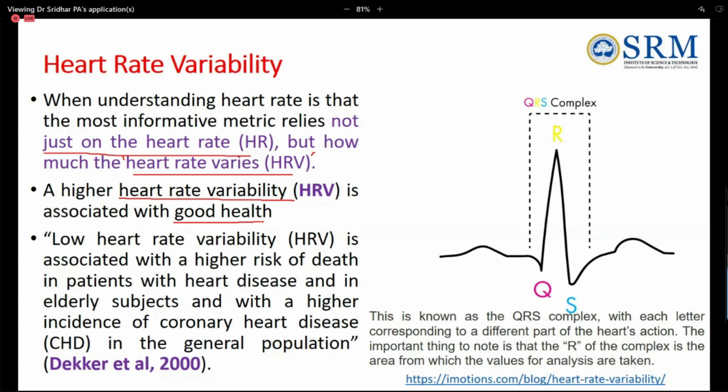And in 2000, in a general population, with the data collected from the previous 10 years from patients, they came up with this: those in the general population who had coronary heart disease and those who had a higher risk of death or heart disease. Due to that, in the elderly patients, they looked into the heart rate variability of these patients.